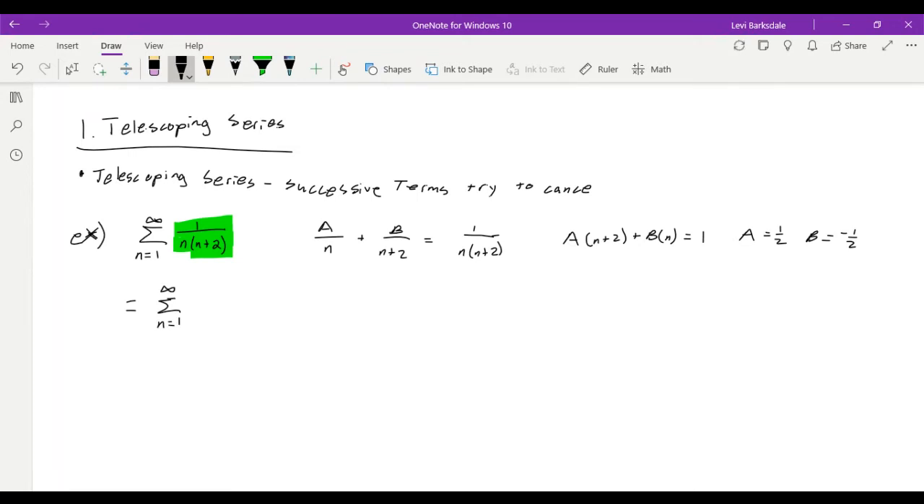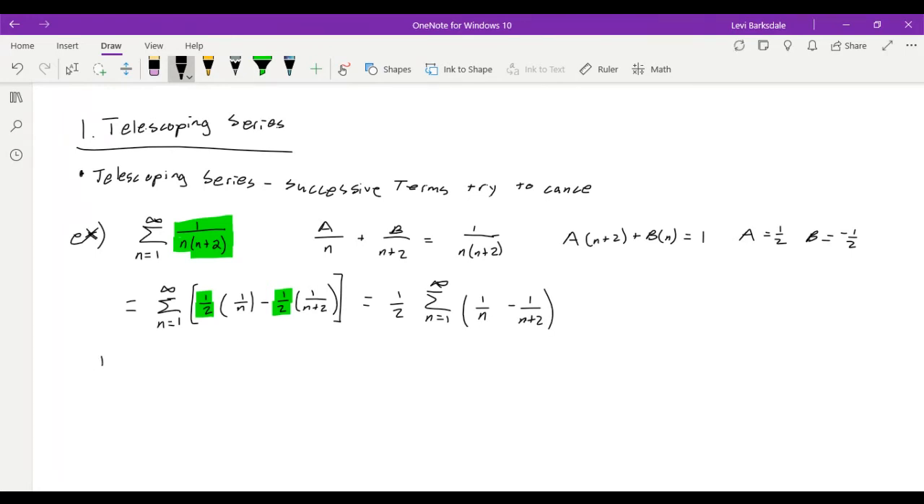but you can essentially rewrite the sum as the sum from n equals 1 to infinity. Now we have 1/2 times 1 over n minus 1/2 times 1 over n plus 2. And since this 1/2 is basically a coefficient of each of our terms, and it's a constant, we can pull it actually out of our sum. So I'm going to go ahead and do that now. And here we have 1 over n minus 1 over n plus 2.